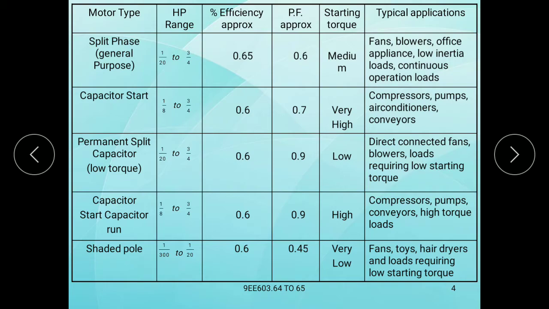Here torque is very low in shaded pole motor, and very high in capacitor start motor. So very high means it is used in compressors, pumps, air conditioners, conveyors, high starting loads. Low means fans, toys, hair dryers. That is the applications.